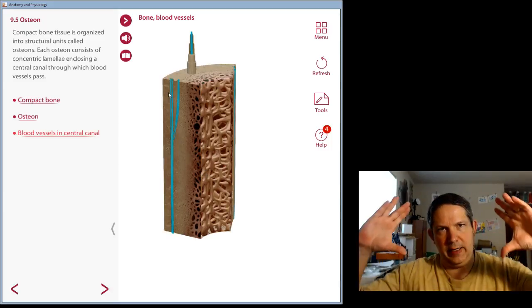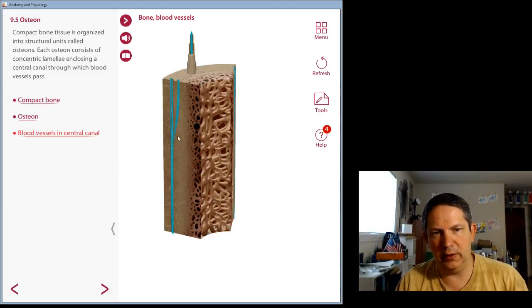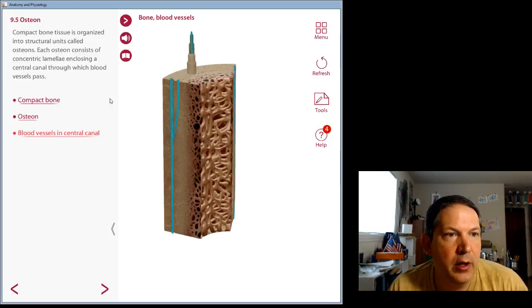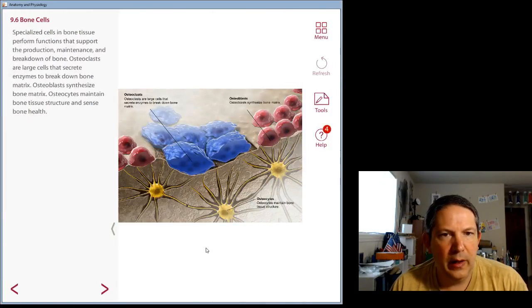So we looked at a little section of one with a central canal, but those central canals run the whole length, and then little capillaries can branch out. Okay, good enough. Bone cells. Let's look at the bone cells. So we've mentioned some of these.